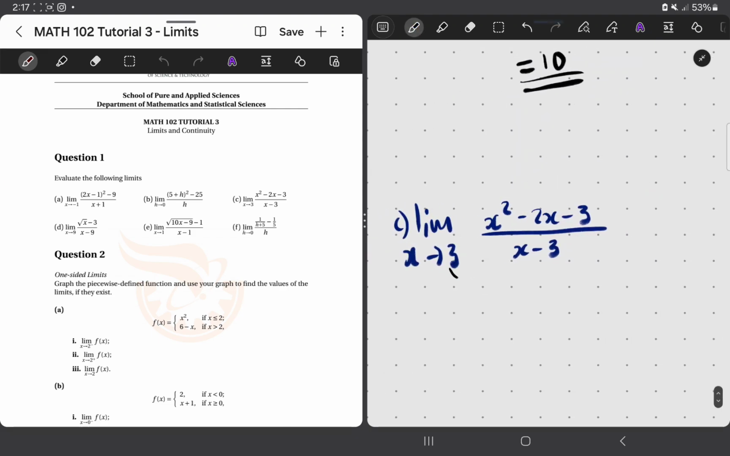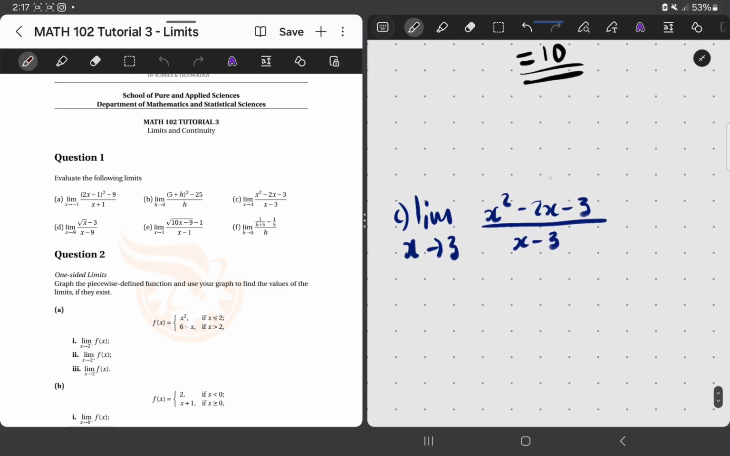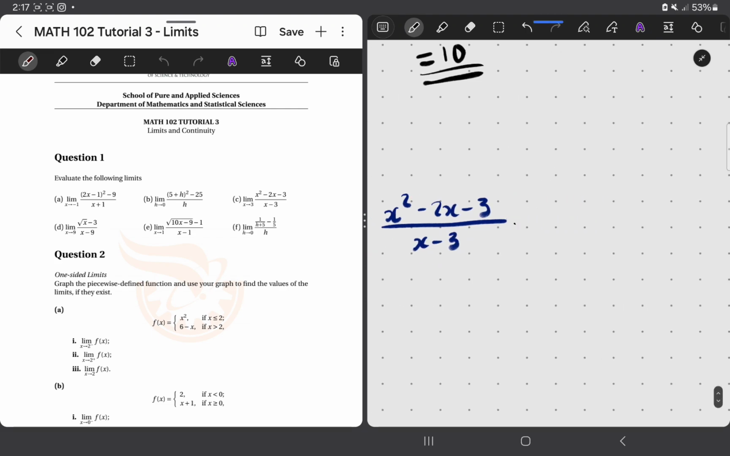I'm going to try to put 3 in the denominator here. Where there's x, it becomes 3 minus 3, which is 0. That can't happen, so I'm going to have to change something. Just by looking at it, I know it's going to be factorizing the top. That's the only thing I can change. I need to factorize the top. So it's going to be equal to the limit as x goes towards 3 of, let's factorize this top.